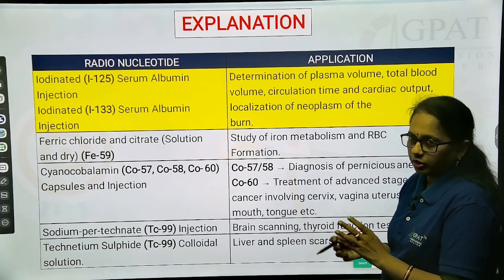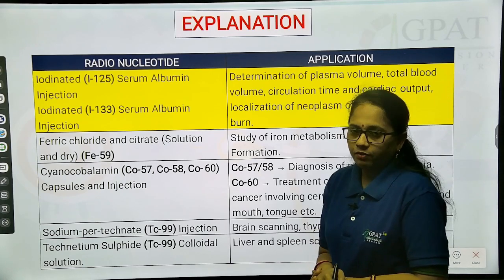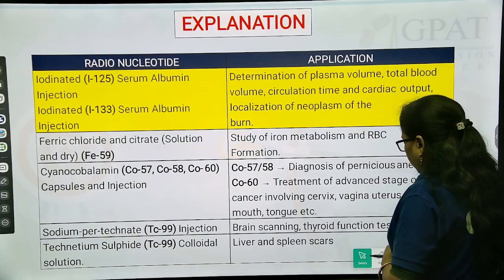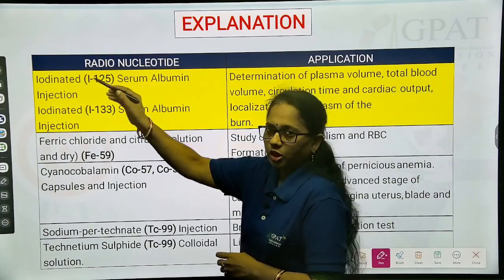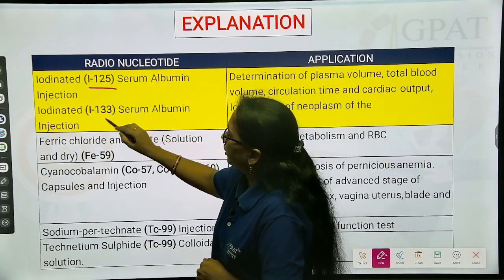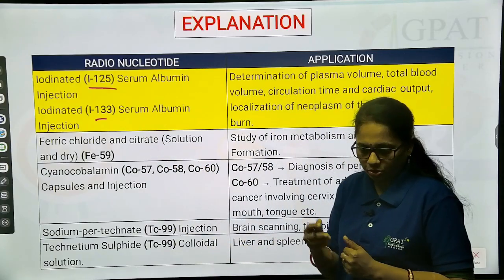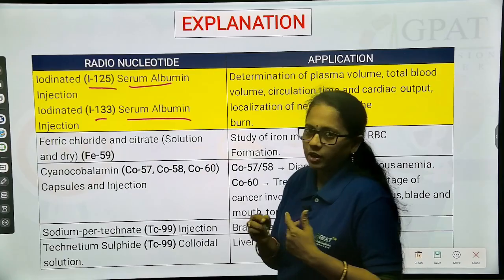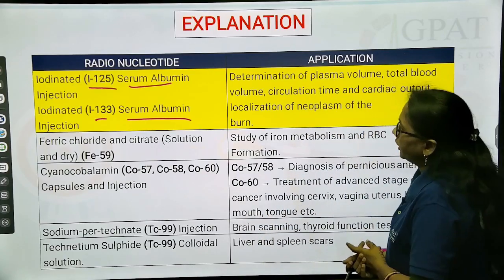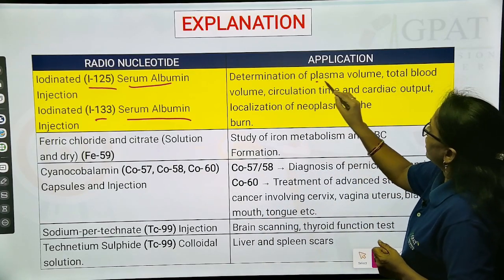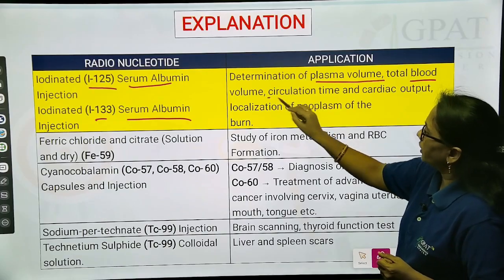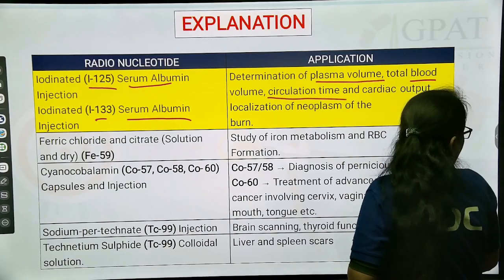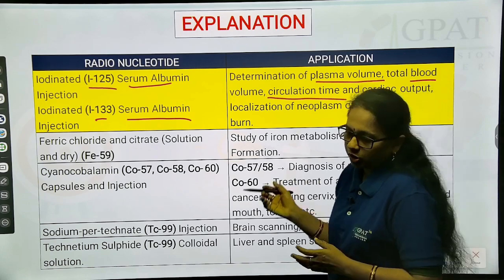That means, what are the different isotopes which are available for diagnostic purposes. In case of iodine, not only 131 but iodine 125 and iodine 133 are also available. Iodinated serum albumin is available in injection form. It is used for determination of the plasma volume, total blood volume, circulation time and cardiac output, and localization of the neoplasm of the burns.